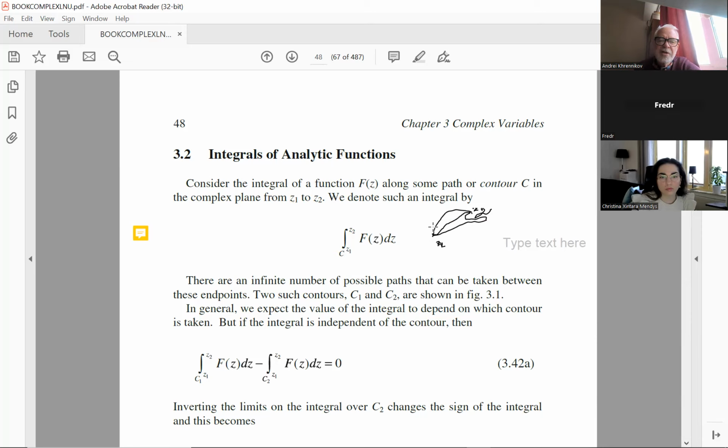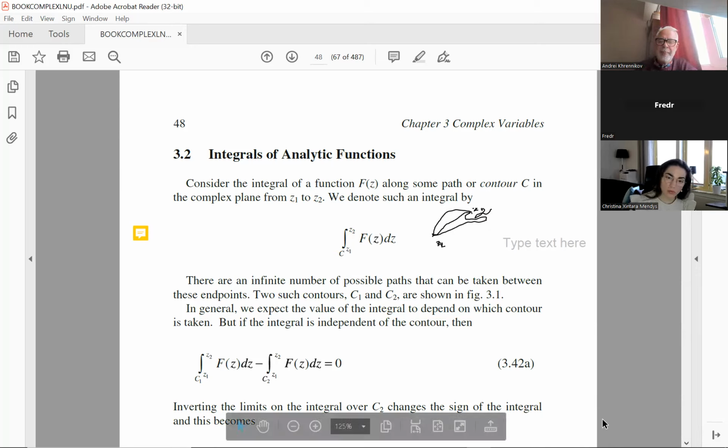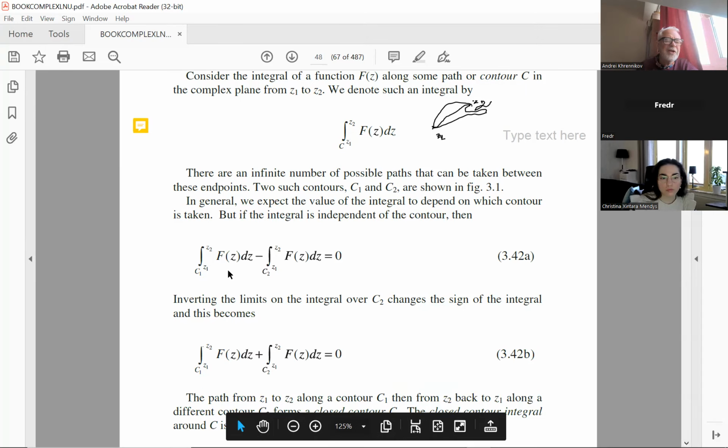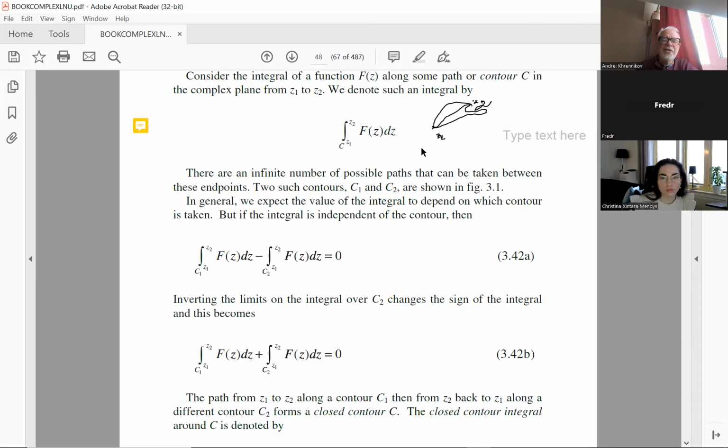People are interested in integrals which do not depend on the curve. So this integral with respect to this curve is the same as the integral with respect to this one. Then we go along this long curve and so on and go again to z2. We are interested when this integral is the same. So what does it mean that this integral or that integral is the same? It means that if we integrate over C1, for example this curve, and then integrate over this curve C2, then the difference of these integrals is 0.